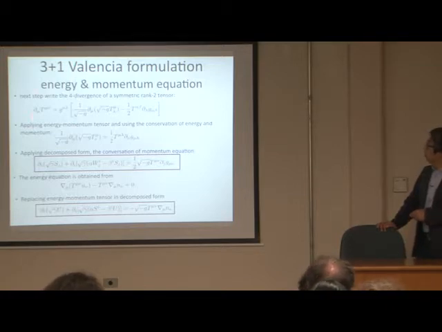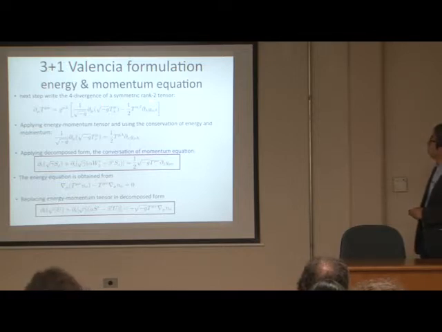So using this, now it's back again. So this is the divergence, a full divergence of the symmetric rank 2 tensor. This is the energy momentum tensor divergence. It's written as this kind of equation. Then we are applying the energy momentum tensor and using the conservation of the energy and the momentum to get this equation like this.